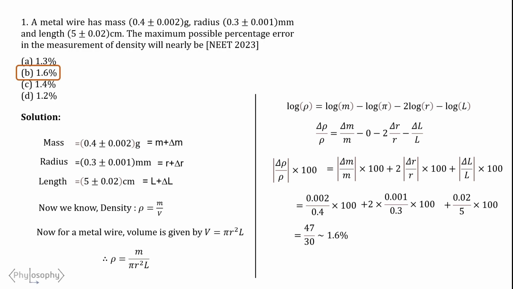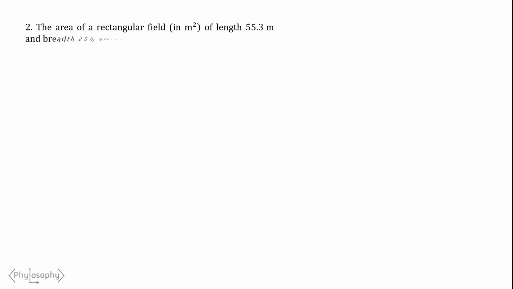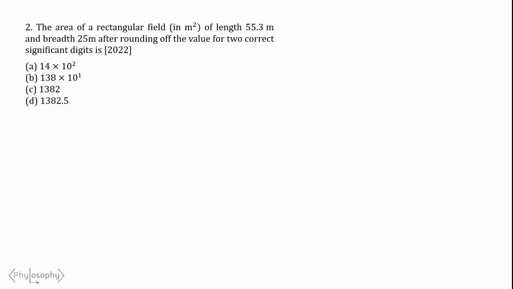Now let's go to our next problem. Next problem is: the area of a rectangular field in meter square of length 55.3 meter and breadth 25 meter, after rounding off the value for 2 correct significant digits, is, and 4 options are given.